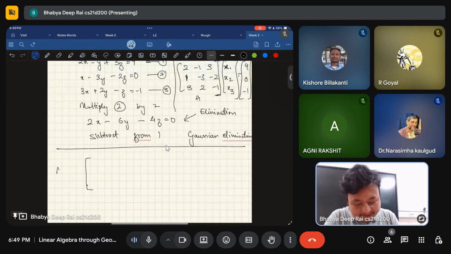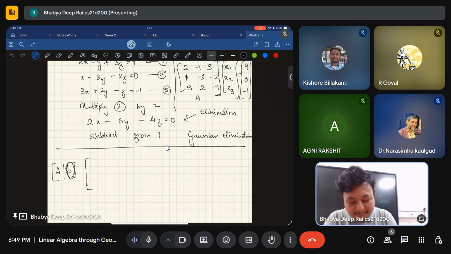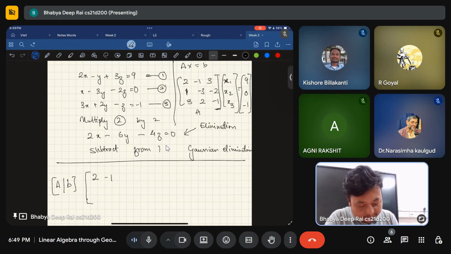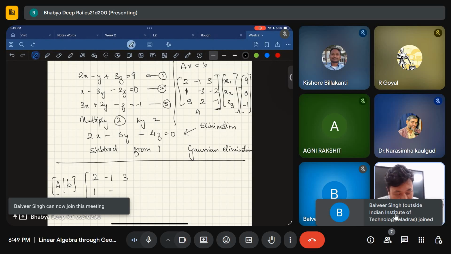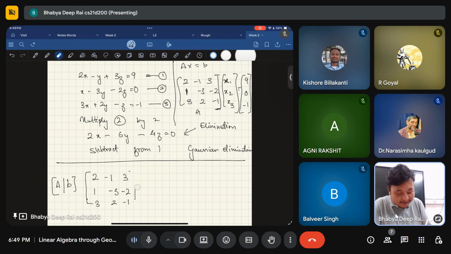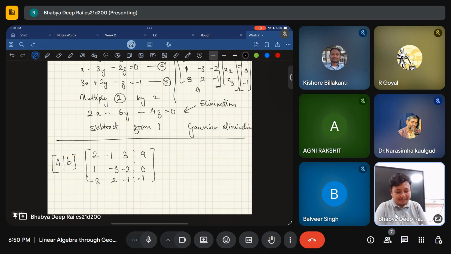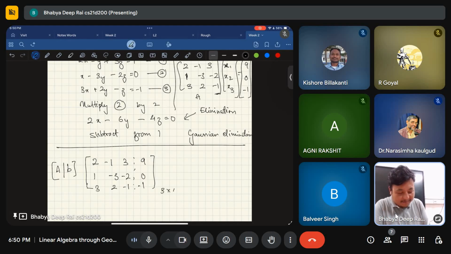B is your output. This is how we interpret it. The augmented matrix is just A slash B, which means you add this B as a column to A. You write the coefficient matrix 2, minus 1, 3, 1, 1, minus 3, minus 2, 3, 2, minus 1, and then you add another column, which is 9, 0, 1, minus 1. We add this line, but this line is nothing special. It just means this is a new column. This is what you have now: a 3 cross 4 matrix.